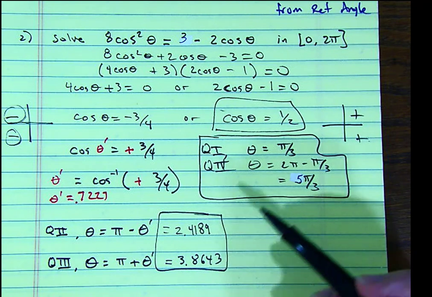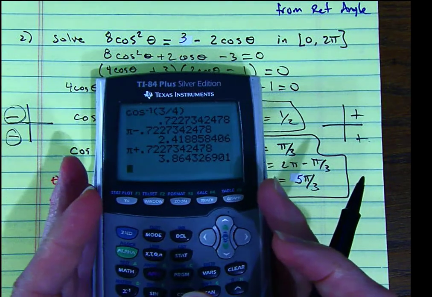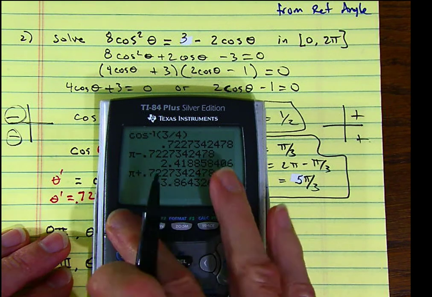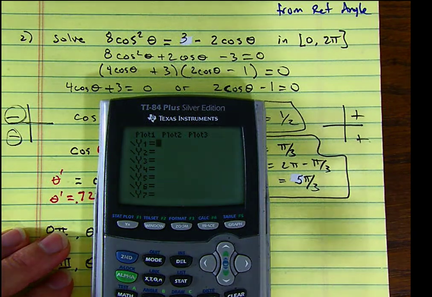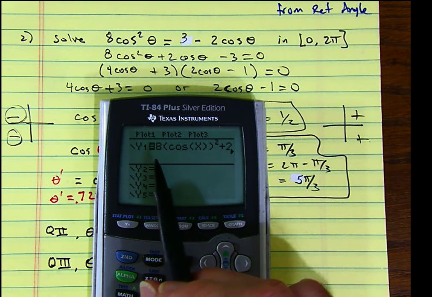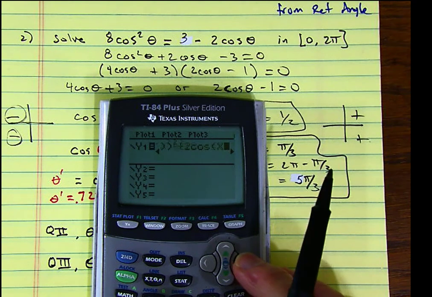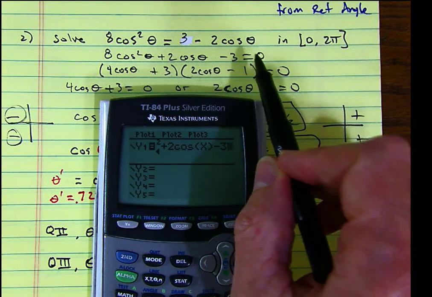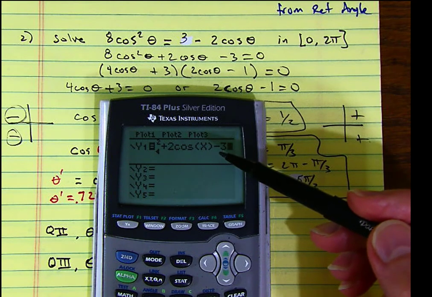Now, if you had doubts about this, are there really 4 solutions? You could graph it and check your work. So you can see here that I typed in the equation 8 times cosine x squared plus 2 cosine x minus 3. So that's not the original equation, but the equation that equals 0. And I'm going to solve this graphically by solving for the zeros.